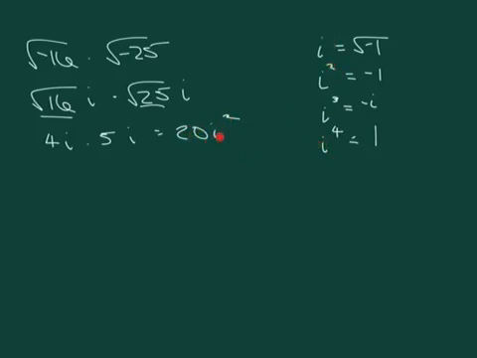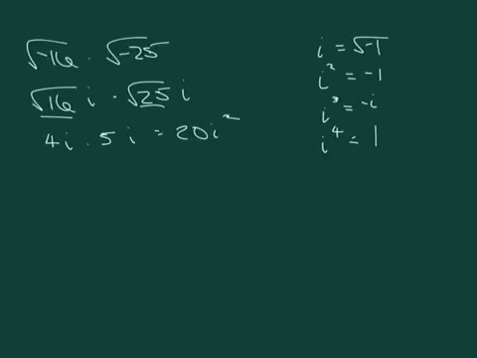The reason I did this is, what is i squared? i squared equals negative 1. So instead of an i squared, I'm going to put a negative 1 there, which equals negative 20. So that ends up being my answer for that. All right? Okay, so let's go.